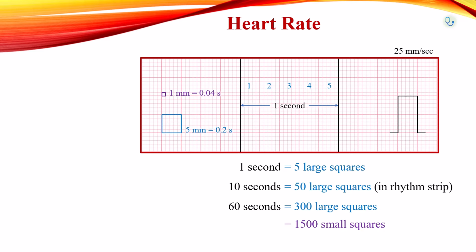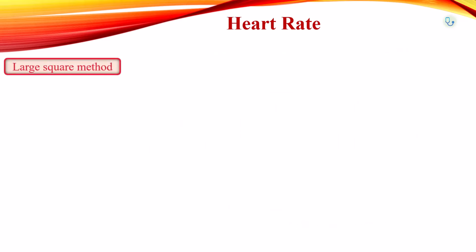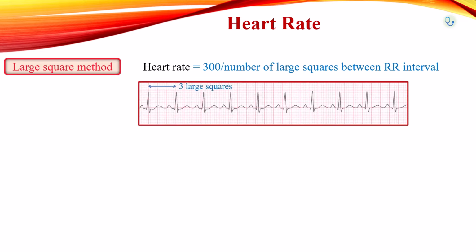The first one is called large square method. In this method, count the number of large squares between two successive R waves. Heart rate can be calculated by dividing 300 by number of large squares. Remember, there are 300 large squares in 1 minute at standard paper speed.